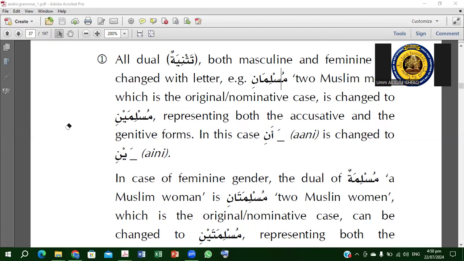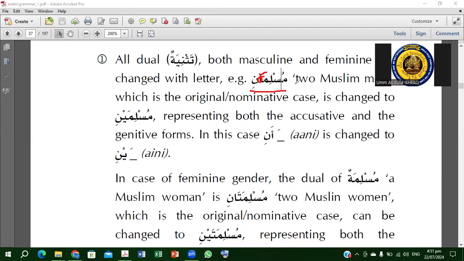I'm just revising with you because I know this revision is extremely important for you people to be confident on that. Okay, so muslimani is halat rafa, right? This ani sound is halat rafa. When you change this alif into ya, it is muslimaini. So this is dual, and this is halate nasab and jar. Halate nasab and jar is same.